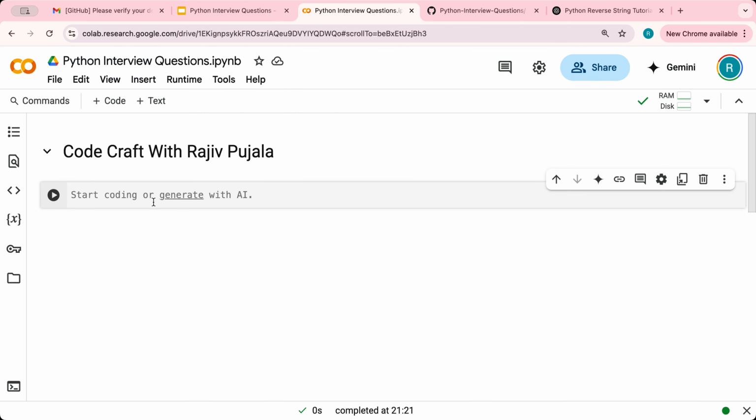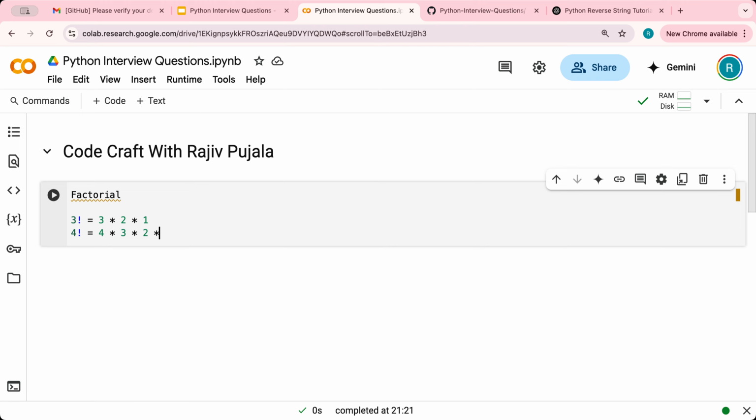Okay, let's understand what exactly a factorial number is. For example, if they ask you to find 3 factorial, it is 3 into 2 into 1. If they ask you to find 4 factorial, this is 4 into 3 into 2 into 1. For 5 factorial, it is 5 into 4 into 3 multiplied by 2 multiplied by 1.